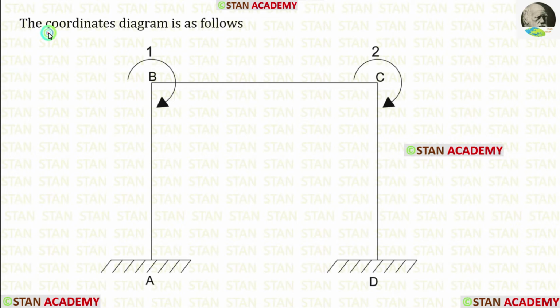Now let us make the coordinates diagram. In this analysis, there are two coordinates. The coordinates are in the points B and C because in these points only we have the slope. The coordinates should be made in the clockwise direction.